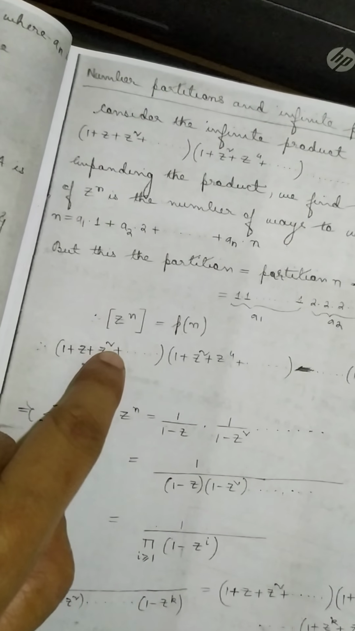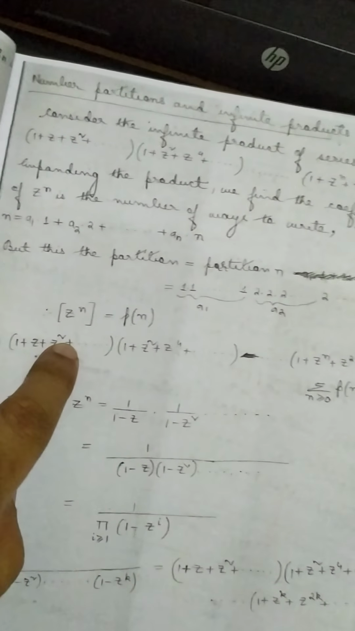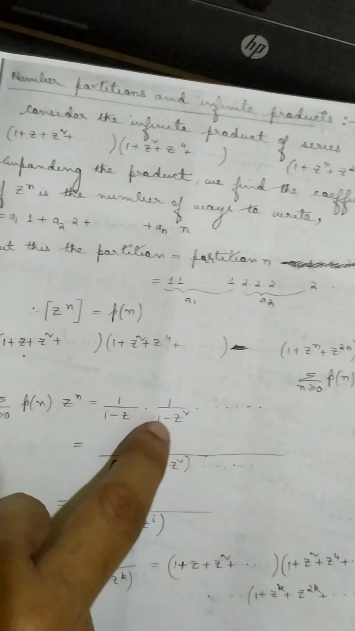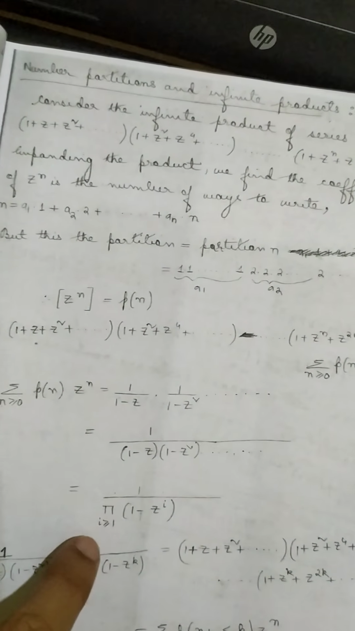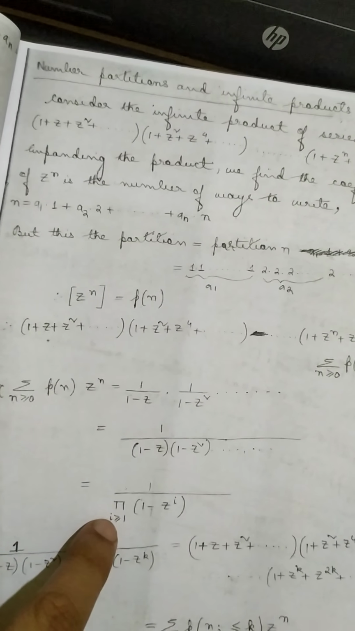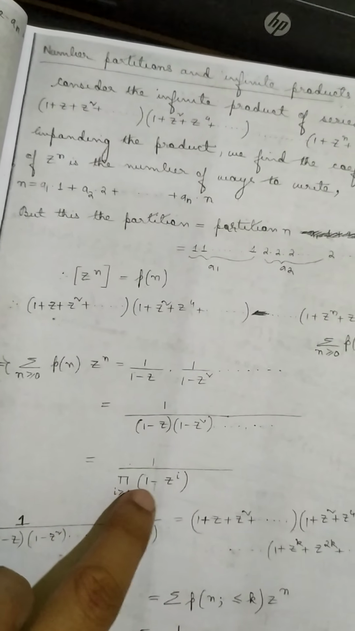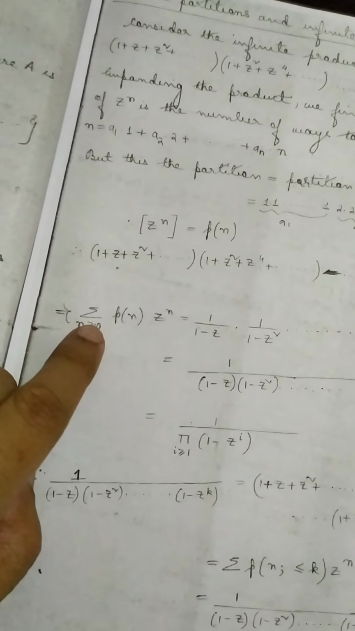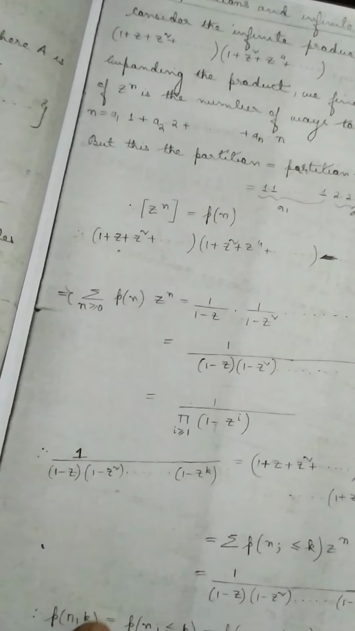But this infinite sum is nothing but the series 1 by (1 minus z), and the next one will be 1 minus z squared. So you can write this expression as 1 by the product over i greater than or equal to 1 of (1 minus z to the power i). This is one result we discussed in the last class.